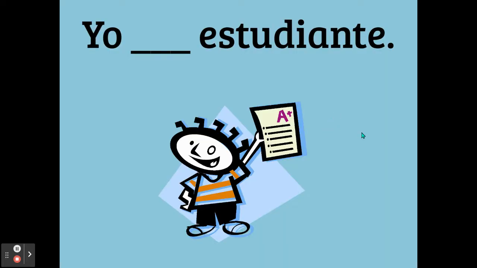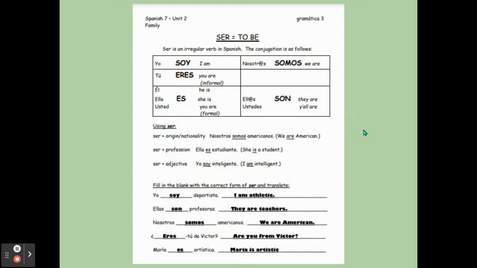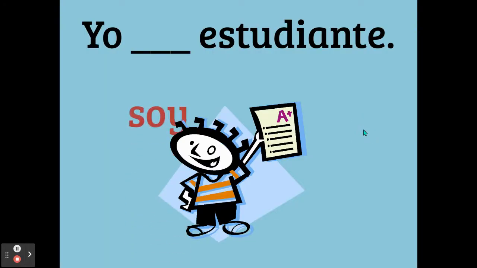All right. So yo blank estudiante. And if you look at your grammar sheet, you see the 5 choices. And what would go with yo? Look to the right of yo and you have, what do we have? Soy. So that is the answer for yo soy estudiante. Make sure your grammar sheet is out.